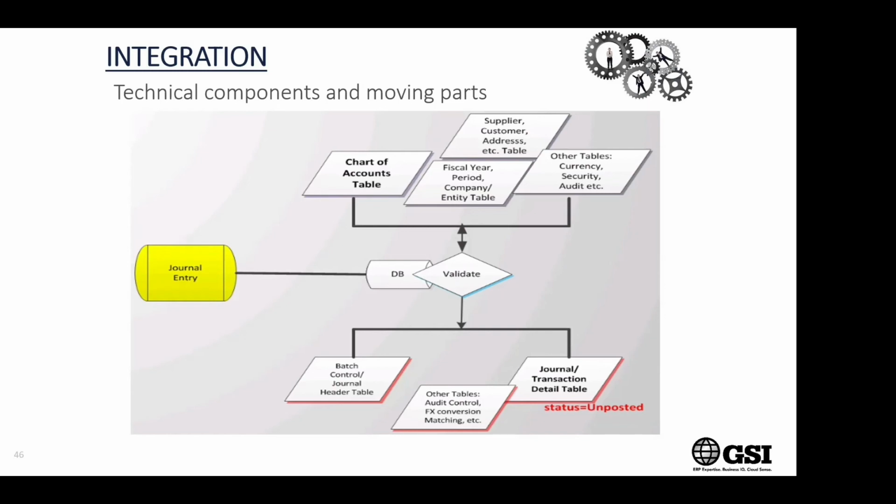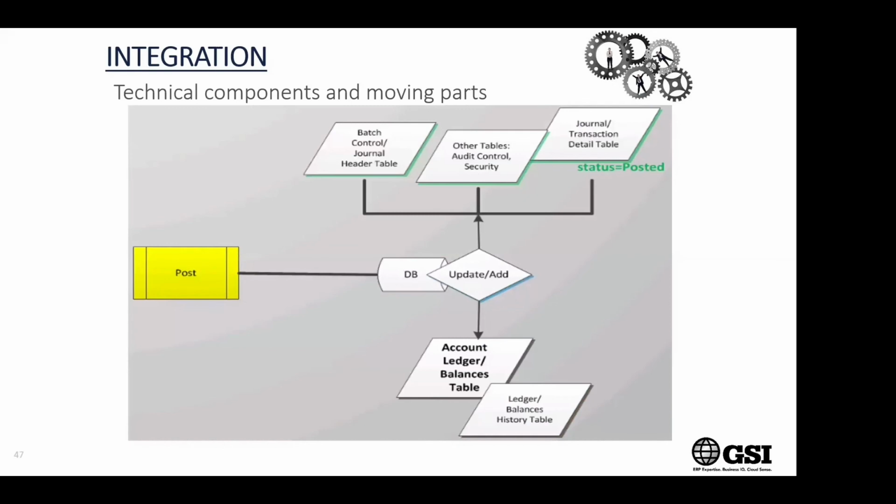For example, if the requirement is just line by line integration, you don't need the batch control table. But if there are summary requirements, you would have to include the batch control so that you will have the batch numbers that actually provide the header for your journal transactions.